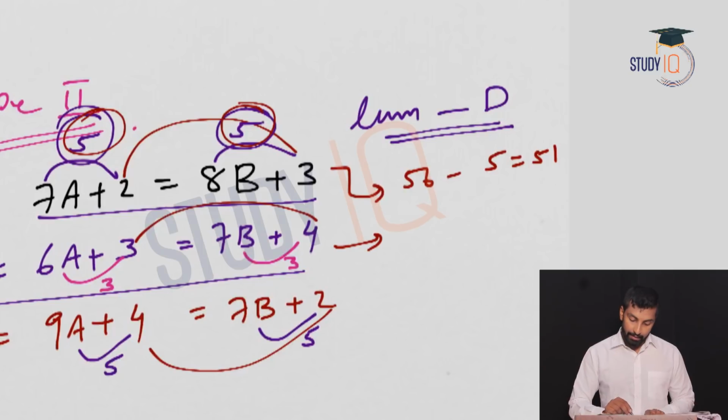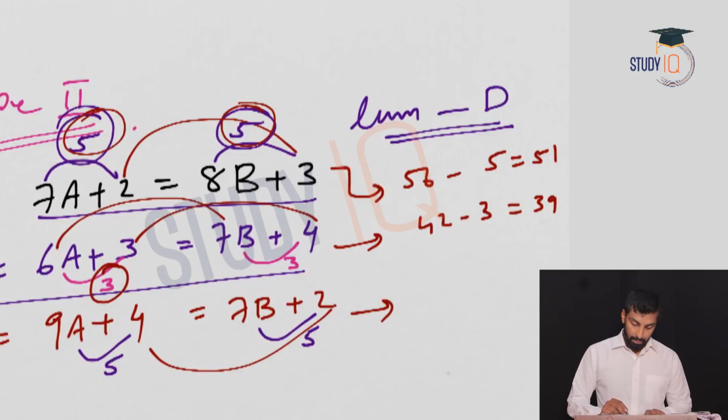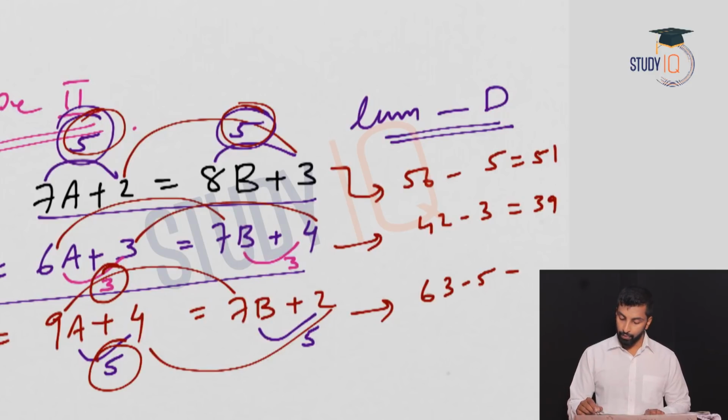Second case, what is the LCM? 6 into 7, 42, minus what is the difference? 3. So 42 minus 3, which is 39. Third question, if you take 9 and 7, what is the LCM? 63. What is the difference? 5. So 63 minus 5, 58.